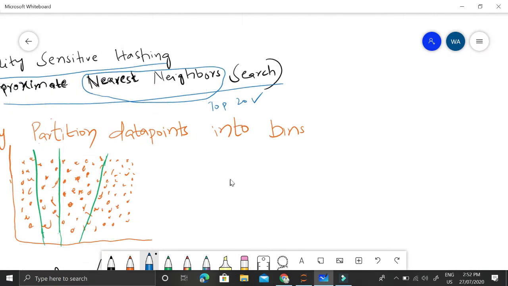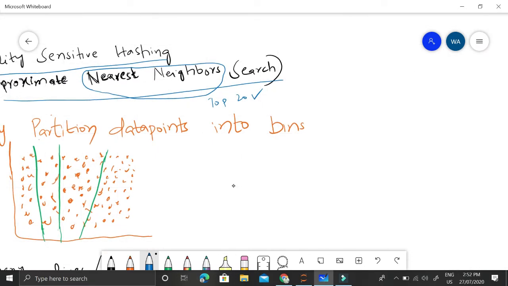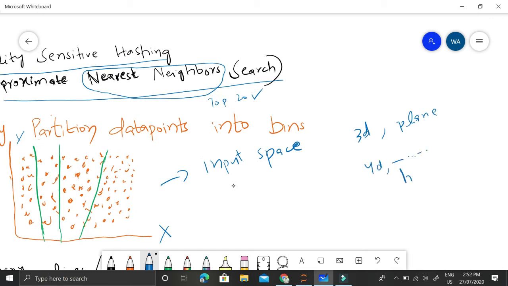The idea is to divide this input space. Consider this x-axis and y-axis, so we have this input space in 2 dimensions. This whole space is what we call input space. The idea is to divide this input space randomly into different bins by drawing different lines. If we are dealing with 2D data, we draw lines; if we are dealing with 3D data, then we will be drawing planes, or if we are dealing with 4D or 5D data, then we will be drawing hyperplanes. I guess you got the idea of what I wanted to say.